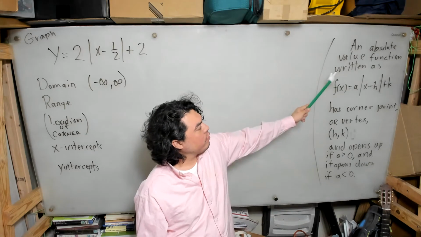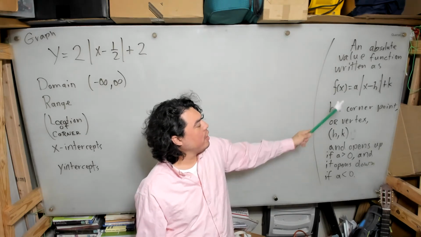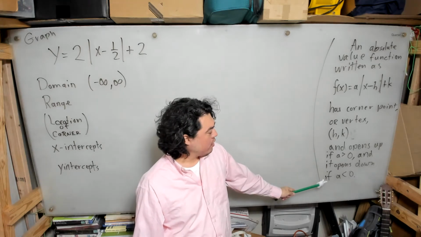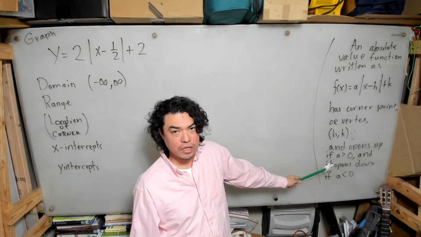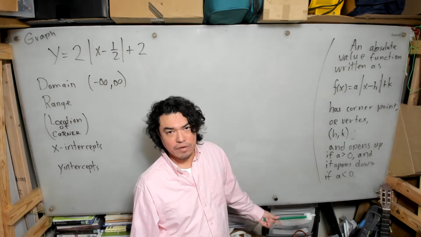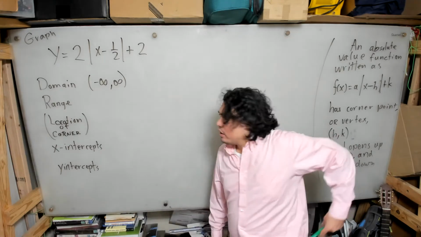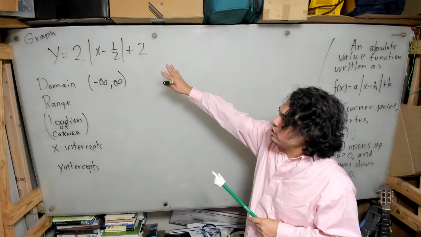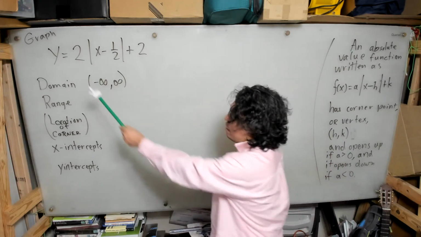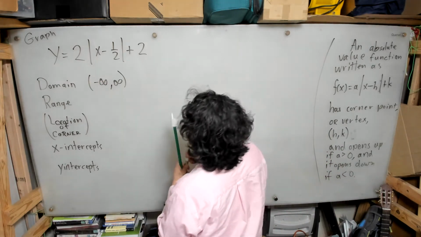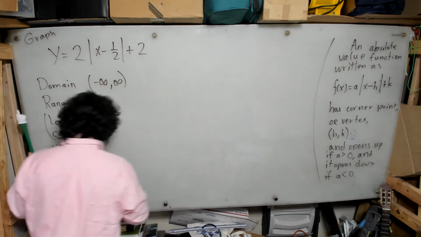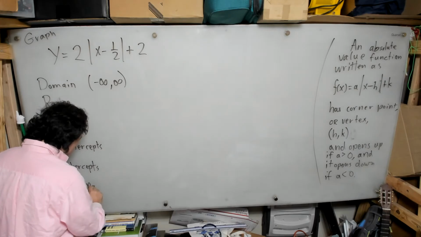If an absolute value function is written this way, then it does in fact have a corner point, namely this one, and if a is positive, it opens up, and if a is negative, it opens down. So let's look at that together here. I'm looking at this equation. I can see, aha, my a is positive 2. So let me write that down, that it opens up.